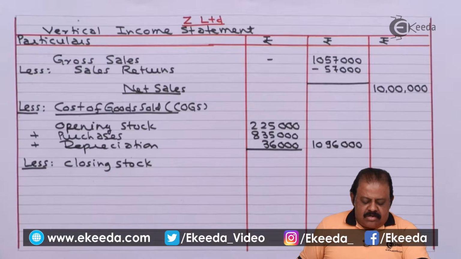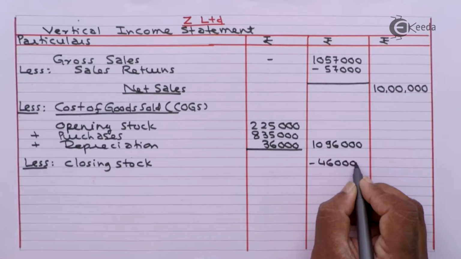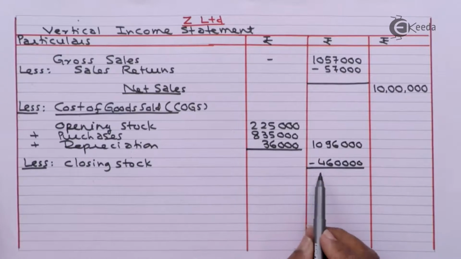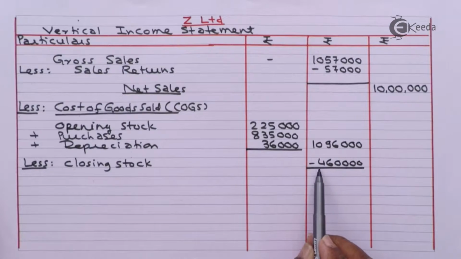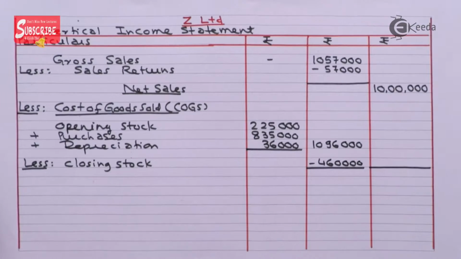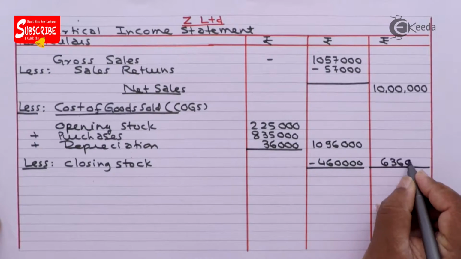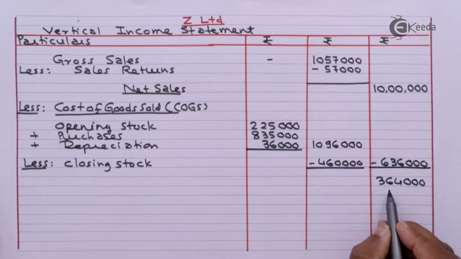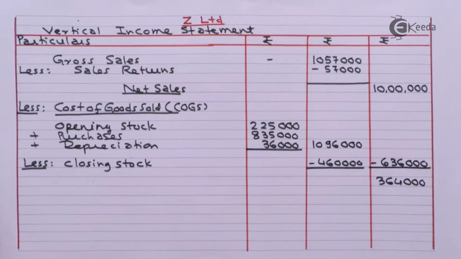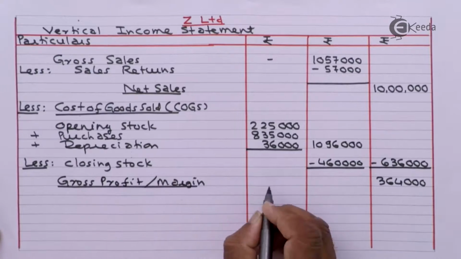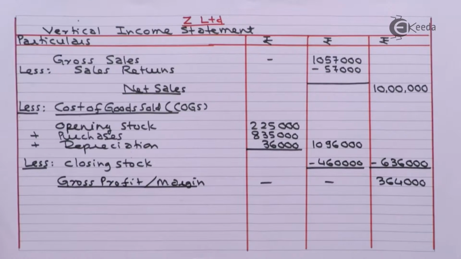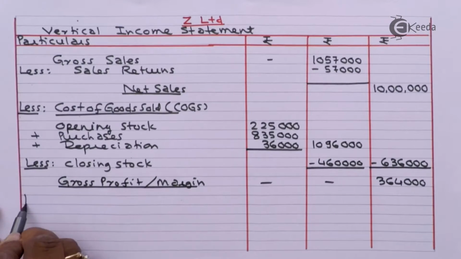Less closing stock 4,60,000. 10,96,000 minus 4,60,000, cost of goods sold we have 6,36,000. We got 3,64,000 as gross profit or gross margin. From this we are required to deduct operating expenses.